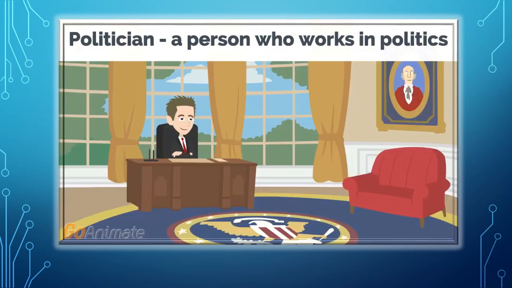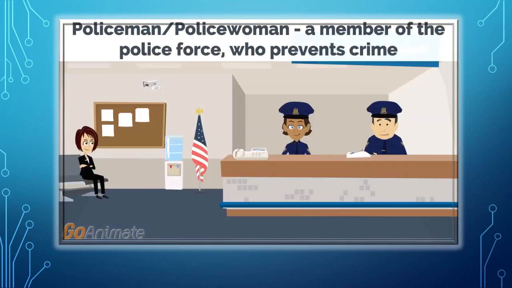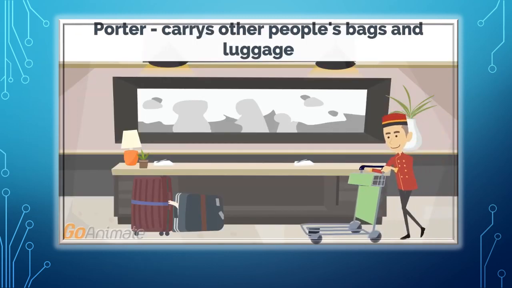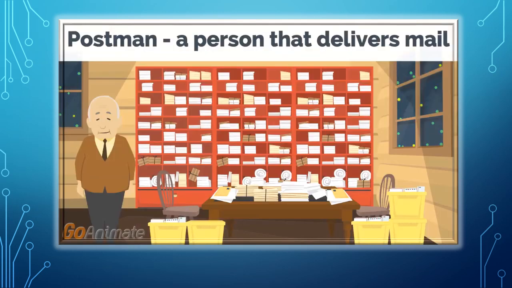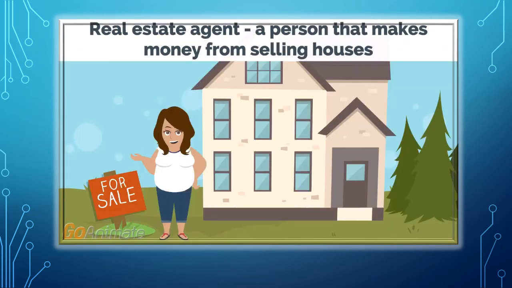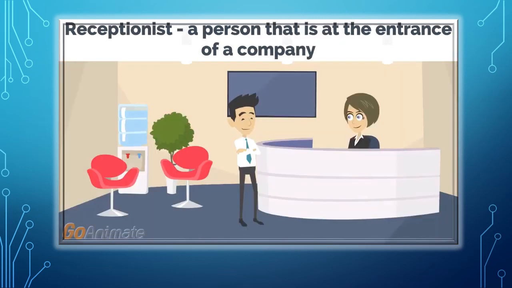Politician, a person who works in politics. Policeman, a member of the police force, who prevents crime. Porter, carries other people's bags and luggage. Postman, a person that delivers mail to your house. Real estate agent, a person that makes money from selling houses. Receptionist, a person that is at the entrance of a company.